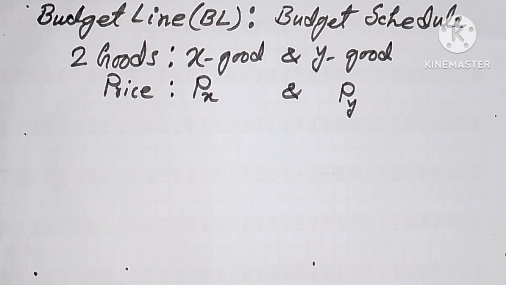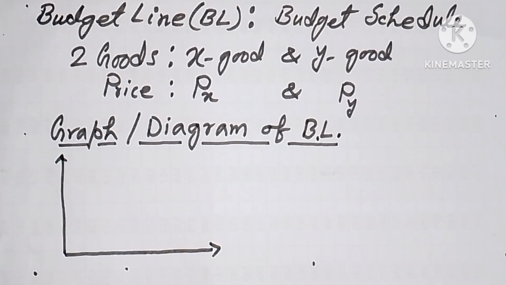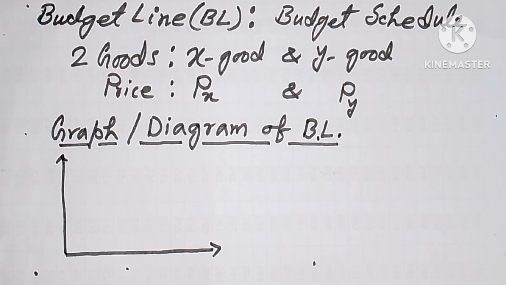If we are talking about the prices of these two goods, PX represents the price of X good and PY stands for the price of Y good. Therefore, the budget line is nothing but the graphical presentation of the budget schedule. Now we are going to present the graph or diagram of the budget line.